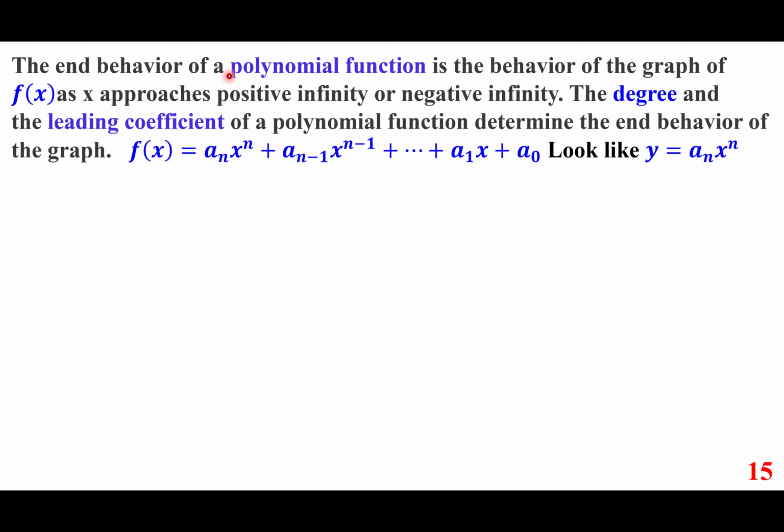The end behavior of a polynomial function is the behavior of the graph of f of x as x approaches positive infinity or negative infinity. The degree and the leading coefficient of a polynomial function determine the end behavior of the graph. F of x equals a sub n, x to the power of n, plus a sub n minus 1, x to the power of n minus 1, all the way to a sub 0. They ultimately look like the leading term, which is a sub n, x to the power of n.